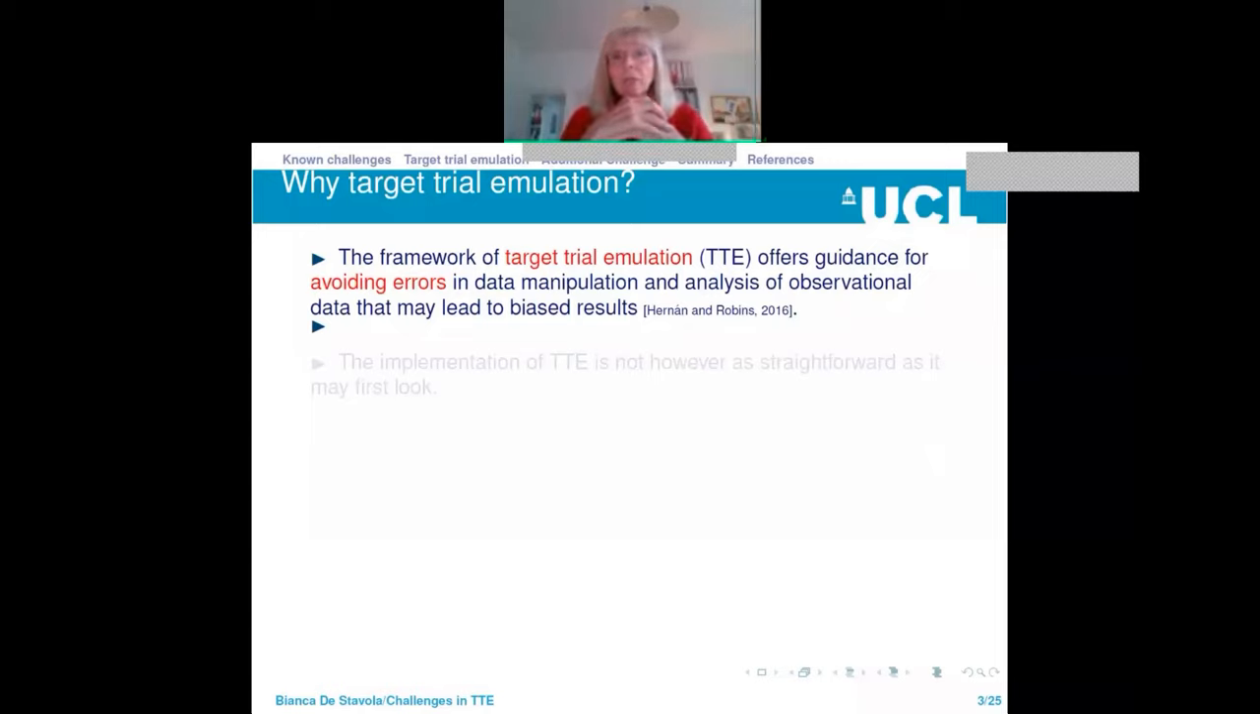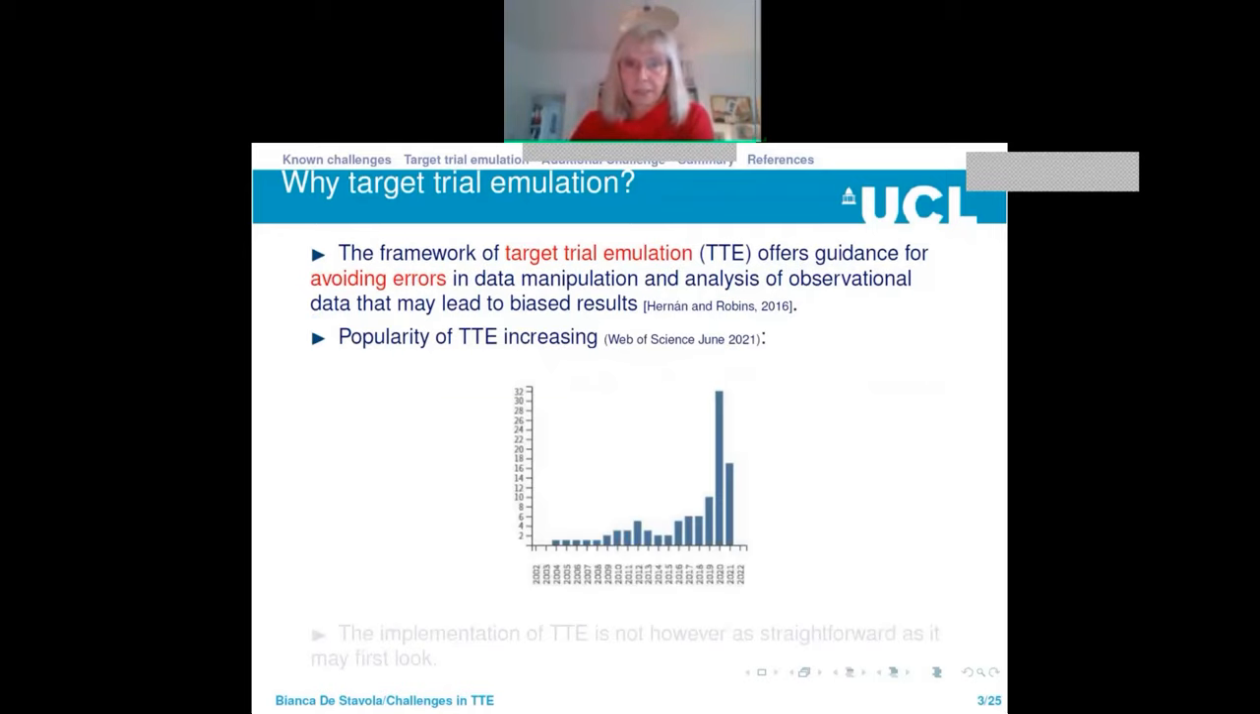And the framework of target trial emulation, which I often shorten as TTE, offers guidance in trying to avoid at least some of the typical errors of using administrative data, because the errors arise both from the manipulation of the data as well as the analysis. You have these gigantic sources and you want to ask a question that is specific to a certain type of population. So how do you zoom in from these huge databases into the population that you really want to answer questions for? This framework tries to give some guidance about how to do it, avoiding most of the biases.